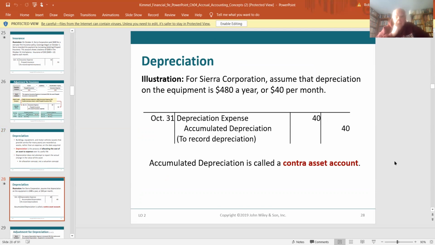So here we go. Assume that depreciation on equipment is $40 a month. Look at that journal entry. Debit depreciation expense, credit accumulated depreciation. Accumulated depreciation is an account you're seeing for the first time. It's a contra asset. Contra asset means that it's an asset account, but it has a credit normal balance that makes it an outlier. And you're going to hear more and more about contra accounts as we go on.